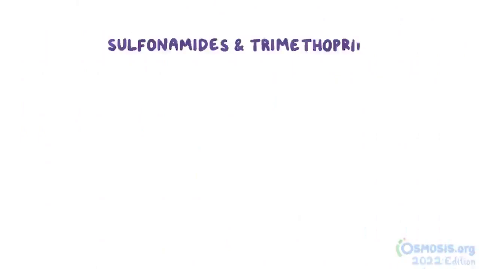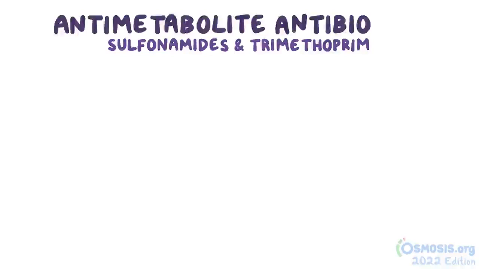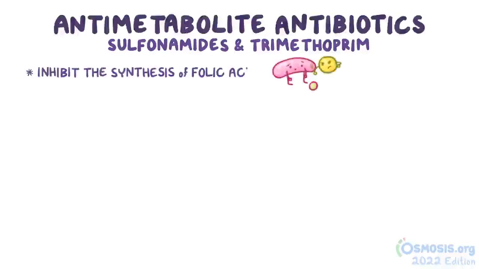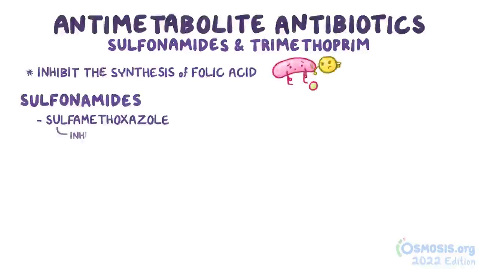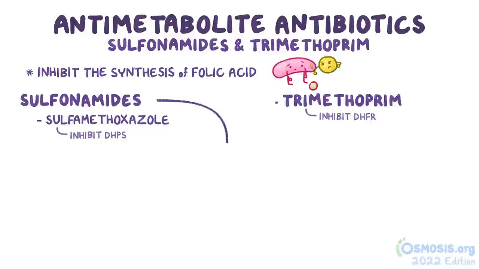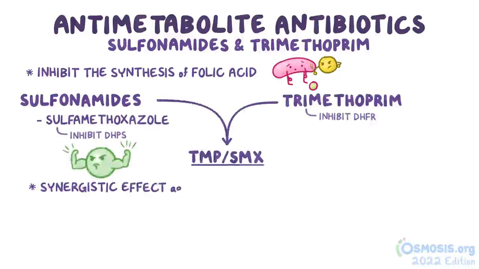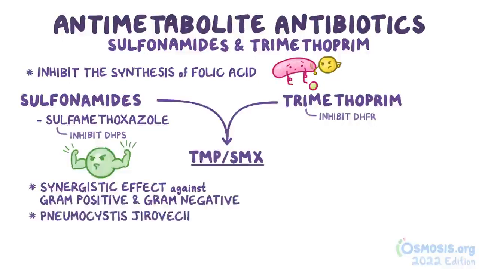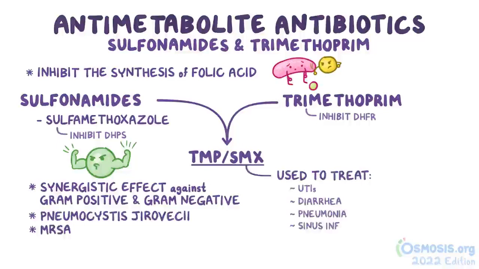Alright, as a quick recap, sulfonamides and trimethoprim are both antimetabolite antibiotics that inhibit the synthesis of folic acid. Sulfonamides, like sulfamethoxazole, inhibit DHPS, while trimethoprim inhibits DHFR. They're often used together as TMP-SMX due to their synergistic effect against gram-positive and negative bacteria, Pneumocystis jirovecii, and even MRSA. Its main uses include the treatment of urinary tract infections, diarrhea, pneumonia, and sinus infections.